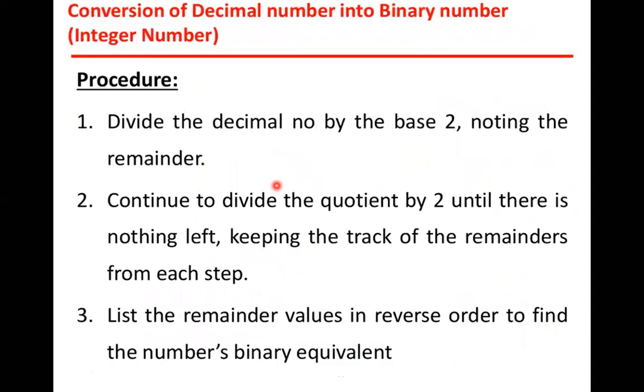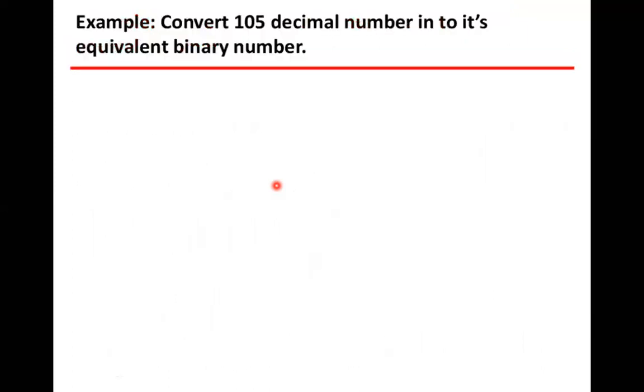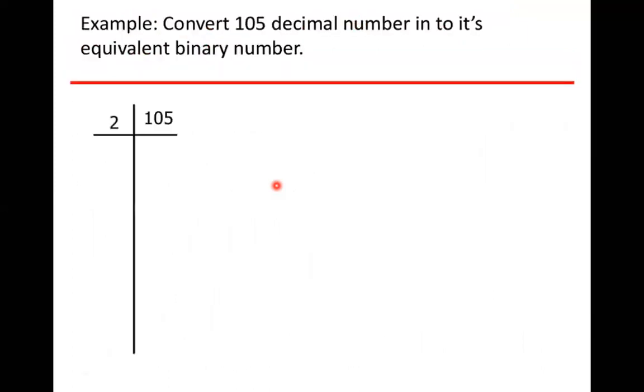What is the procedure? Divide the decimal number by the base 2, noting the remainder. Continue to divide the quotient by 2 until there is nothing left, keeping track of the remainders from each step. List the remainder values in reverse order to find the number's binary equivalent. So this is the procedure. Let's take an example for this. Let's have the number 105, which should be converted into binary.